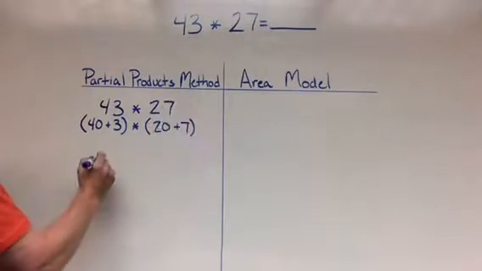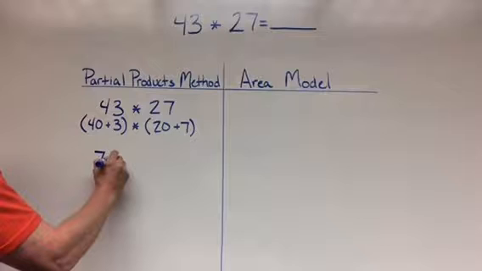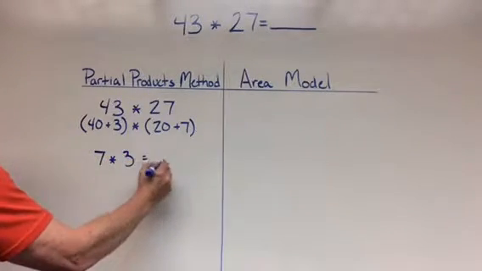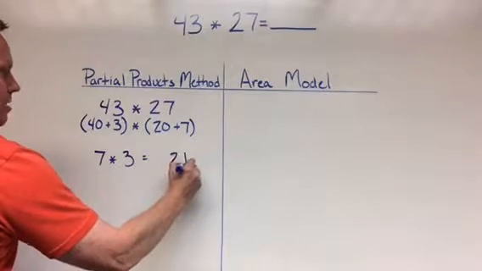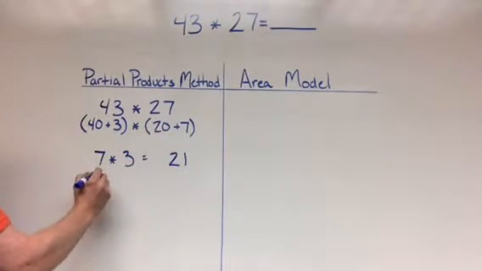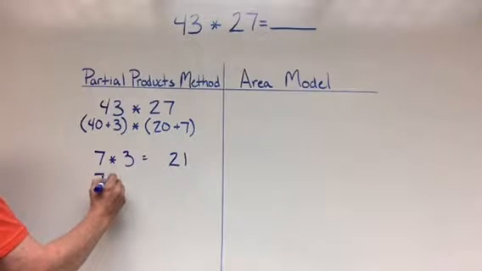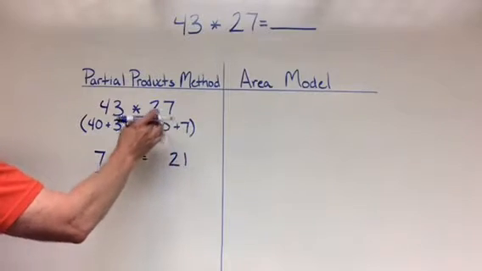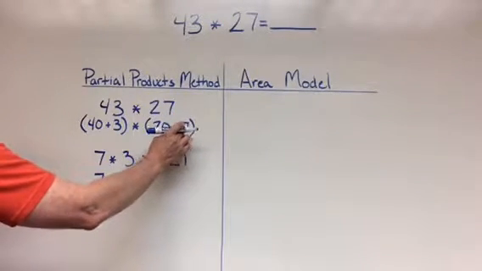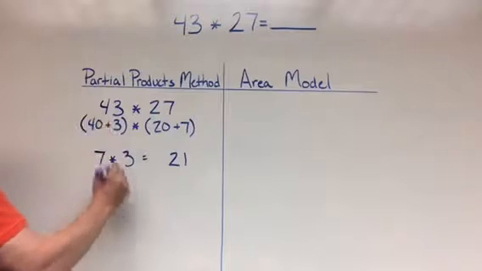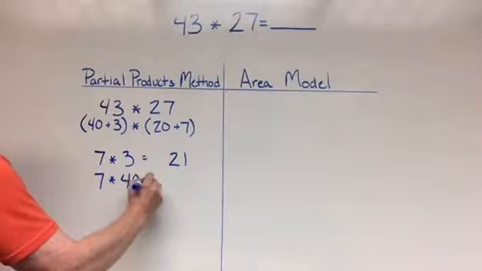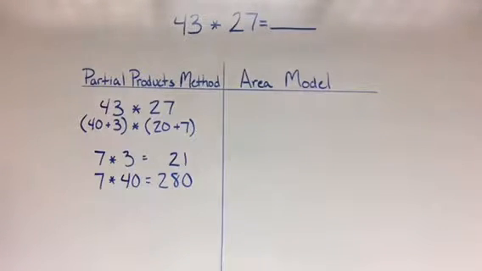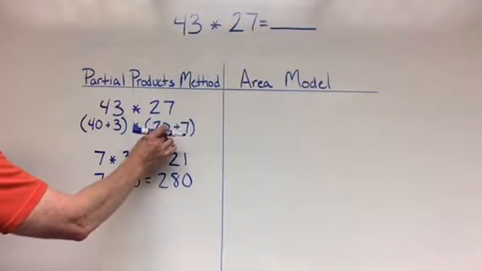So I'm going to actually start over here, and I'm going to use 7 times 3 to get the answer of 21. Right, and I'm going to stay with the 7 because, like I said, each place value of one factor has to multiply by each place value of the other factor. So now that I've done the 7 times 3, I'm moving on to 7 times 40 to get the 280.